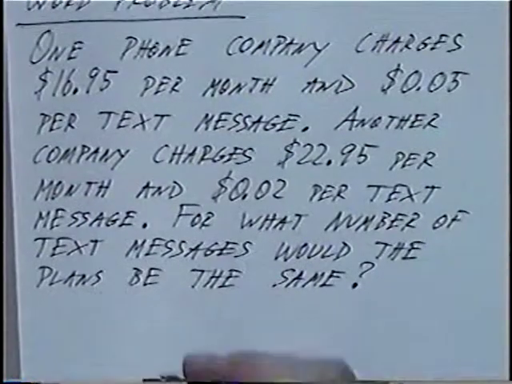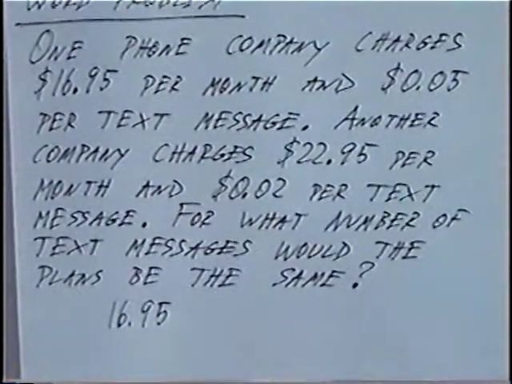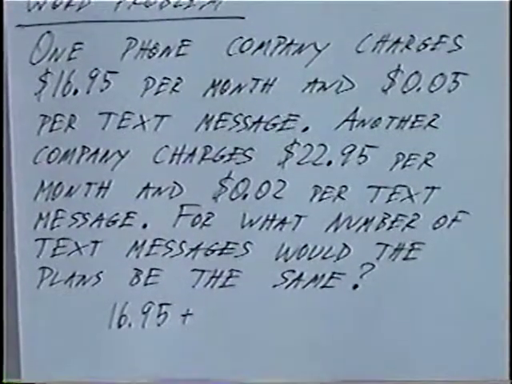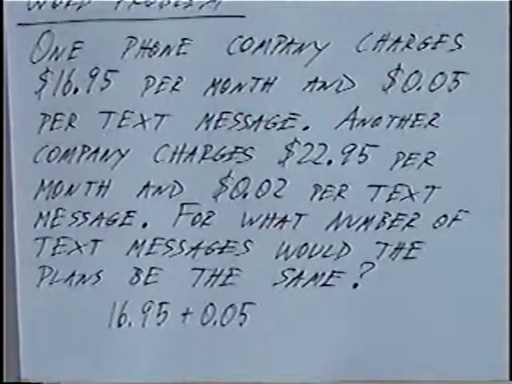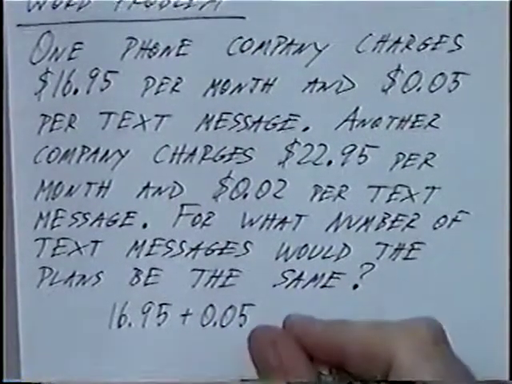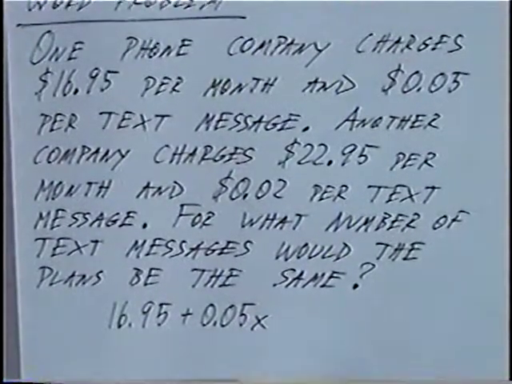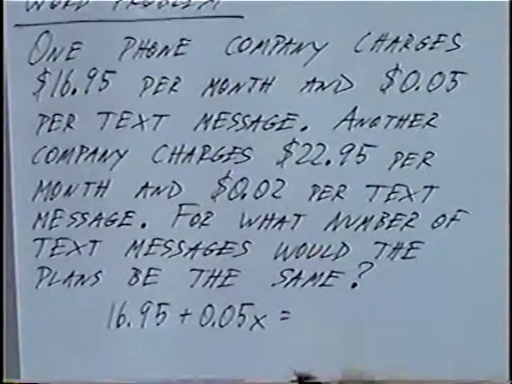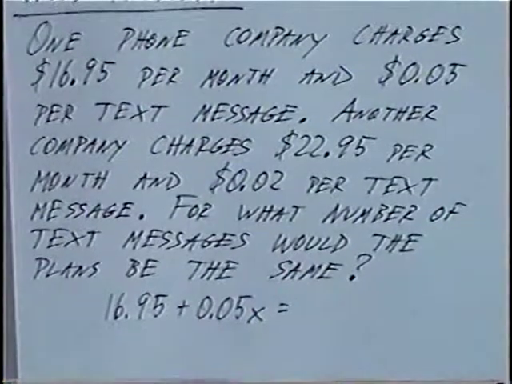The first phone company charges $16.95 per month. To that, we're going to add the text messages. Text messages are 5 cents per message. So it's 5 cents for each message. If we use the variable x times 5 cents would be the charge for text messages. Equals, because we want it to be the same amount as the second company.